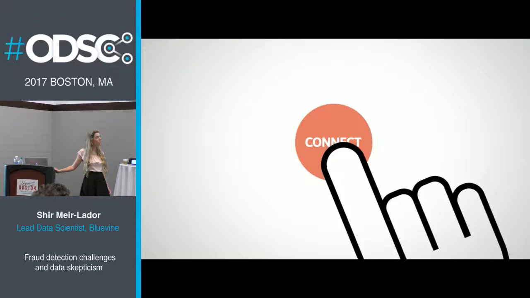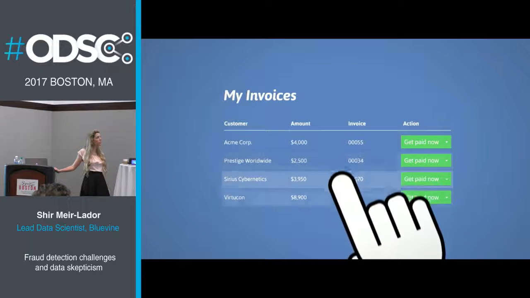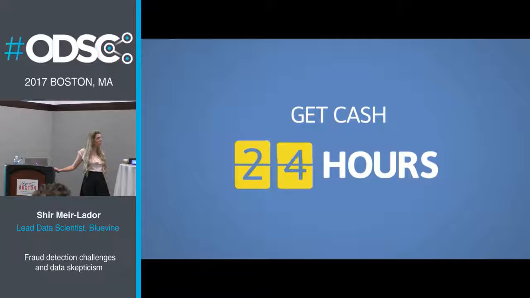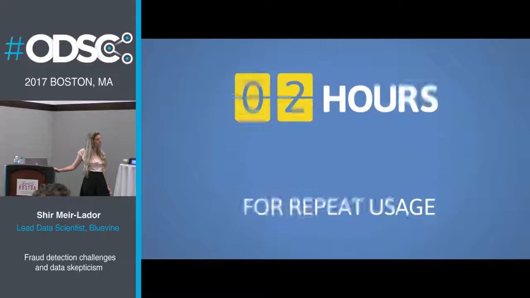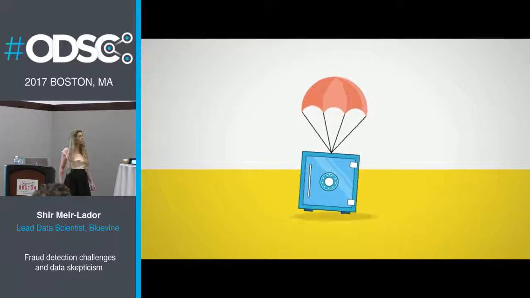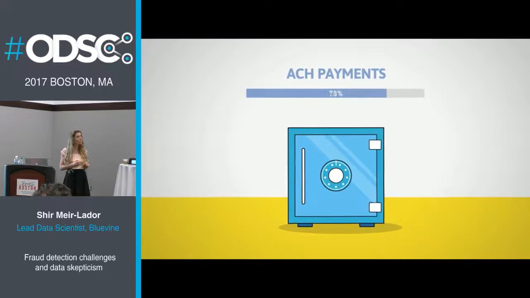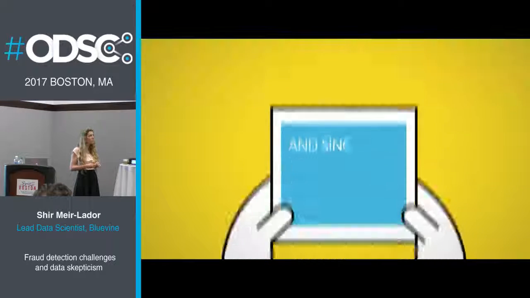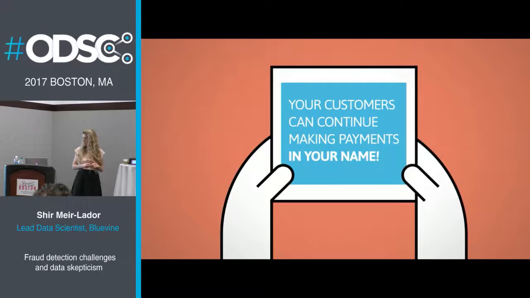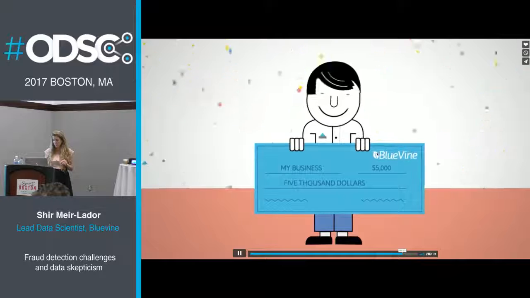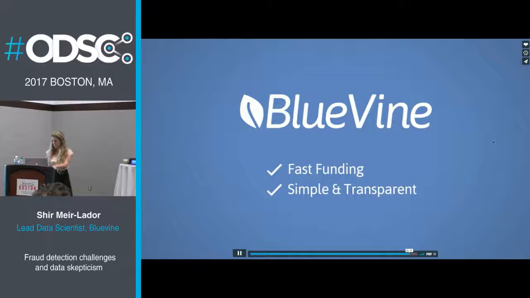Signing up with Bluevine is easy. Enter a few details about yourself and your business, and connect your invoicing or accounting software. Your unpaid invoices will automatically appear in your dashboard. Select one or more invoices to advance with a click of a button. You can get cash in as little as 24 hours for your first invoice advance, and even sooner for repeat usage. So how does your customer pay Bluevine when the invoice is due? Once you're approved on Bluevine, you'll receive a Bluevine account, a unique bank account number, and a physical P.O. Box address, both in your business name. With the bank account number, you will be able to accept electronic payments, and with your P.O. Box, checks. And since your Bluevine account is in your name, your customers can continue making the payments in your name. Sign up with Bluevine, stop waiting, and free up your cash today. Bluevine, fast funding. Simple and transparent, 100% online.